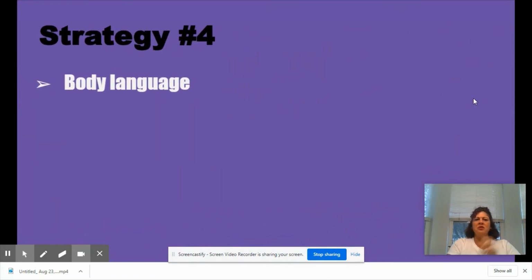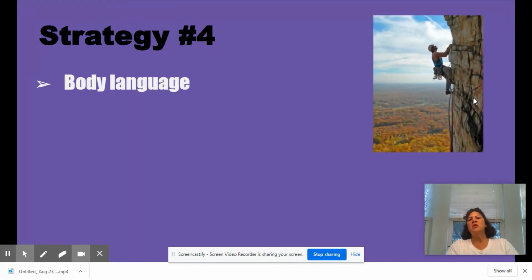Okay, so strategy number 4, body language. I think that we have all used this one at one point or another, if not every single day. When I am trying to teach my students a new word, I try to see if I can mimic their motions or do some sort of action, and they actually love that.